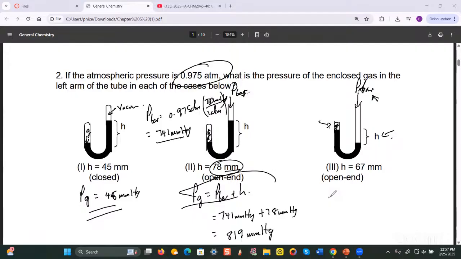Is it the pressure plus the height of the mercury equals the atmospheric pressure? Or the millimeters of mercury in height, the difference in height, plus something is equal to our final result, the value that we want, the pressure of the gas? You sure about it?